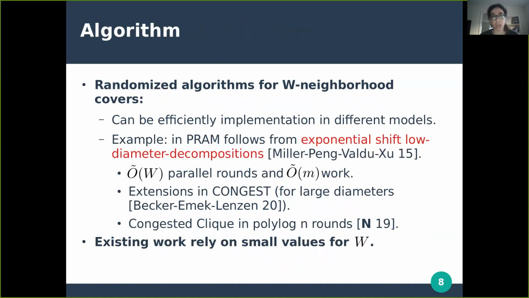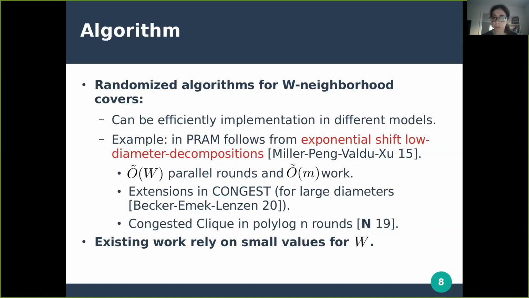You can see why the first and third properties would be useful in distributed algorithms in particular. There are already some algorithms known for computing W neighborhood covers in various models. For example, in PRAM, for people who are familiar with it, these can be constructed using the exponential shift low diameter decomposition algorithms by Miller, Peng, Vladu, and Xu. Using this algorithm requires roughly O of W rounds in parallel and roughly O of m work. So for large values of W, this could take a long time, both in this model and in other models.